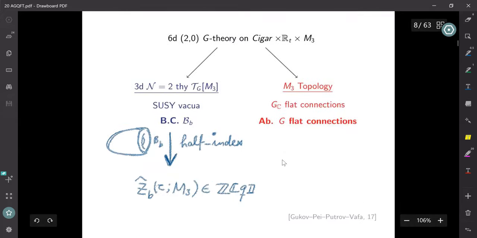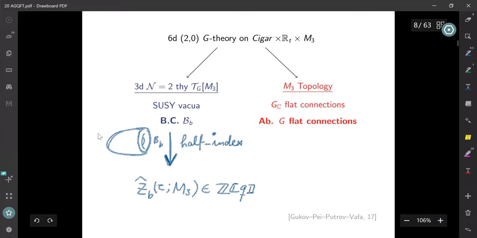So another idea of why such a q-series invariant should exist comes from M-theory. You take a 6D rank N M5-brane theory. As we all know, it's a (2,0) theory, labeled by A, D, or E, and then you compactify it on a closed three-manifold. What you're left with is a three-dimensional supersymmetric quantum field theory.